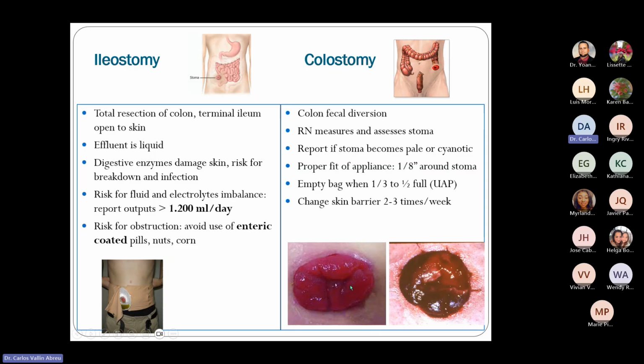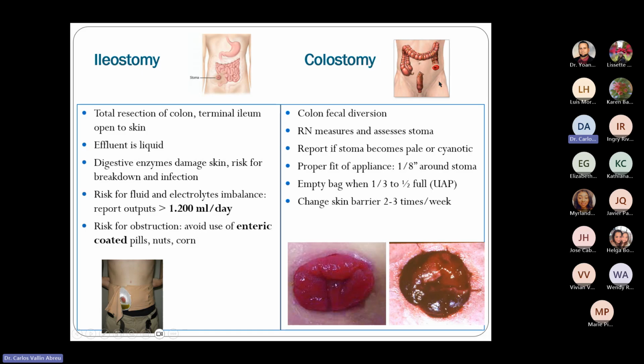It's important that the appearance of either ileostomy or colostomy should be beefy red or reddish pink, and it's normal to have some bleeding when you touch it while cleaning the area, because it means that the stump is well irrigated. Any paleness, any purple color or dark color of the stump needs to be reported immediately because it's a manifestation of gangrene or ischemia of the stump.